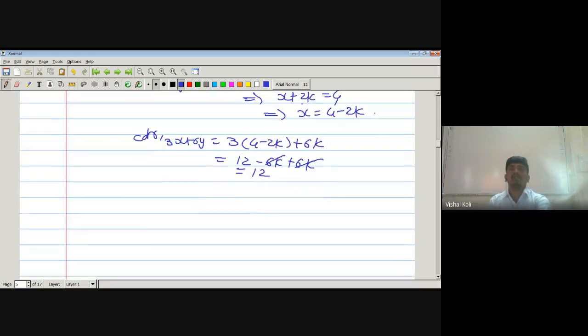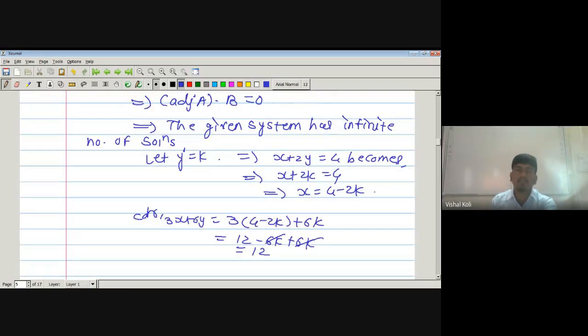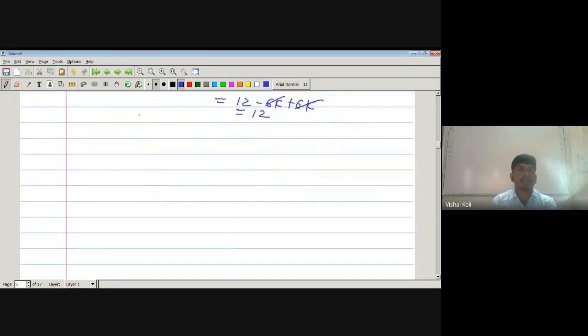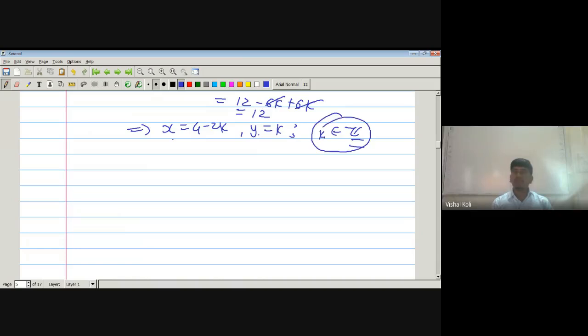Hence these values satisfy the second equation, which implies x is equal to 4 minus 2k and y equal to k, whenever k belongs to the set of integers. Therefore, for each integer in Z, we get x and y. And how many elements belong to the set of integers? There are infinitely many. Therefore, the given system has infinite number of solutions, since for each value of k we get one solution, and hence the number of solutions will be infinite.